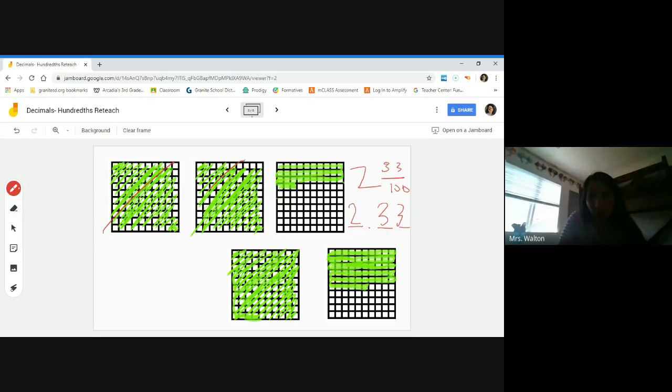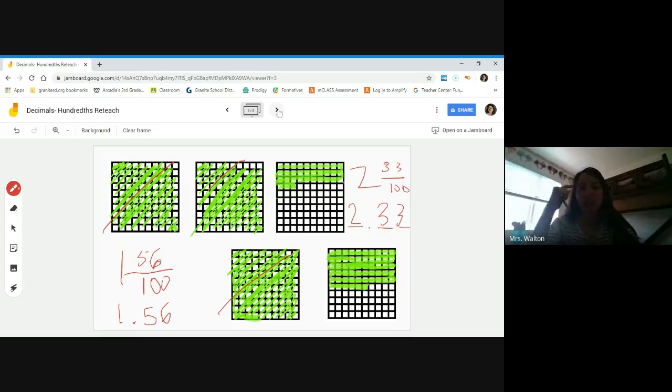Here's this one. We've got 1 whole, and then 10, 20, 30, 40, 50, 51, 52, 53, 54, 55, 56. 56 hundredths. And that looks like this in a decimal form. 1 and 56 hundredths.